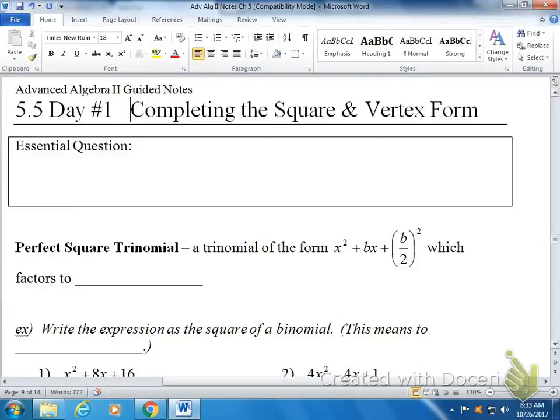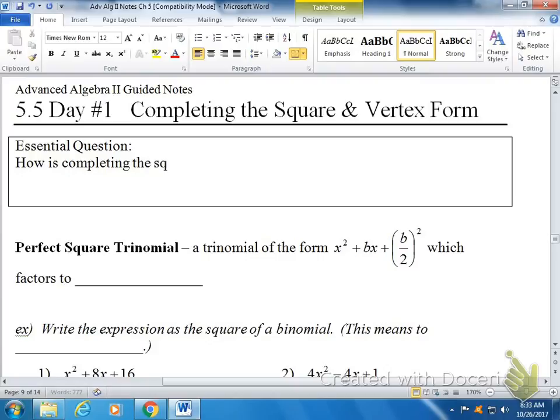Hello, today's lesson is 5.5's first day about completing the square, why it's important dealing with the vertex form. So the essential question today is, how is completing the square helpful for vertex form? What is vertex form? Hopefully we can answer that question too before we leave.